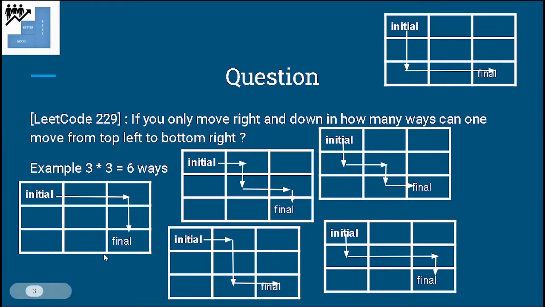This is a 3 cross 3 matrix. This is the initial position. This is the final position. And there could be six unique ways to travel from initial to final point, given that you can only go right or down. So one is right, right, down, down. Another is right, down, right, down. Another is right, down, down, right. Another is down, right, right, down, and down, right, down, right, and down, down, right, right.